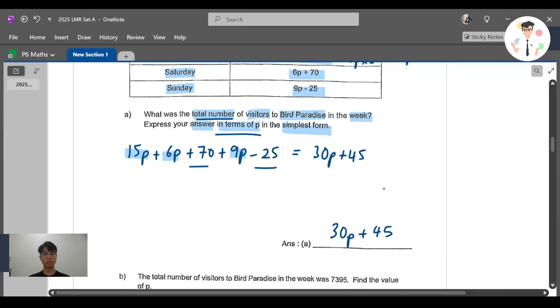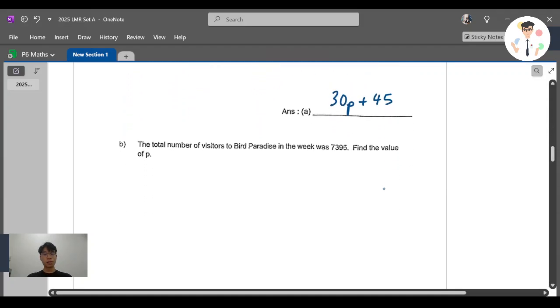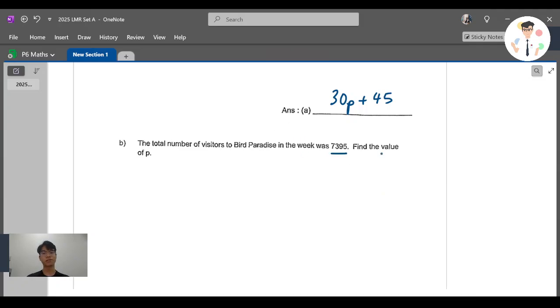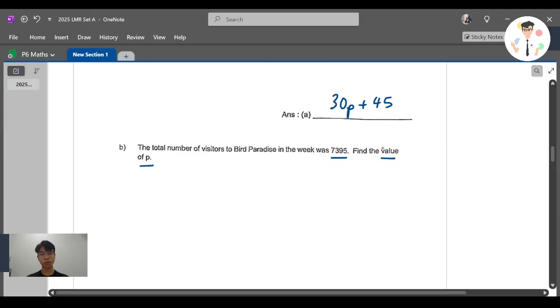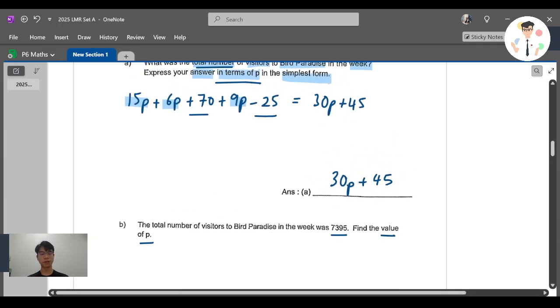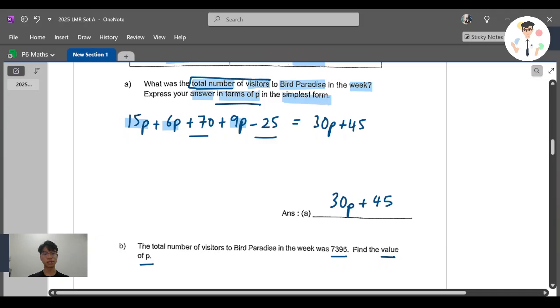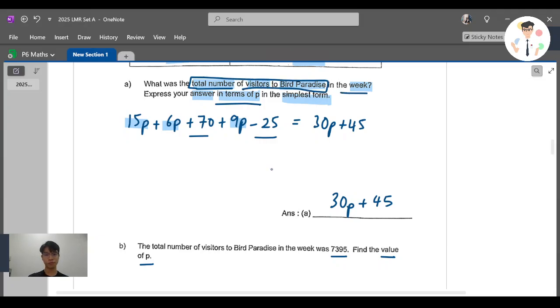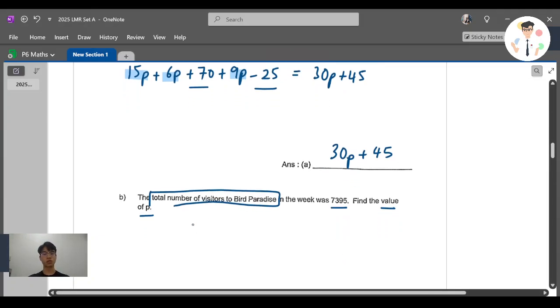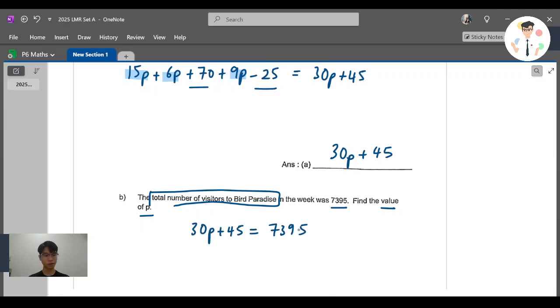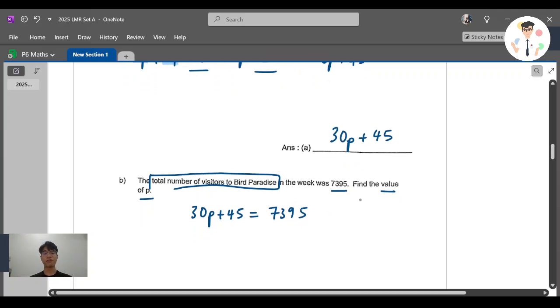Now let's move on to part B. The total number of visitors to Bird Paradise in the week was 7395. Find the value of p. Again, what we found here, the algebraic expression, is the total number of visitors to Bird Paradise in this week. And now they are also giving you the same thing, but now the exact value. So what they are trying to have you do is to make 30p plus 45 equal to 7395. That will be the equation that you need to form in the first place. And now you need to find the value of p.